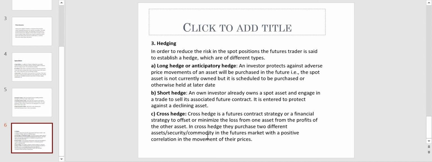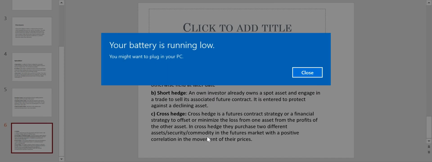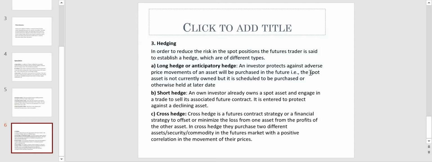If one price goes up and the other price of the commodity goes low, then the investor may incur profits in one futures transaction and may enter loss in another futures transaction. But the profit from one commodity will be offsetting the loss from another commodity. So when such strategy has to be used, they will go for cross hedge.